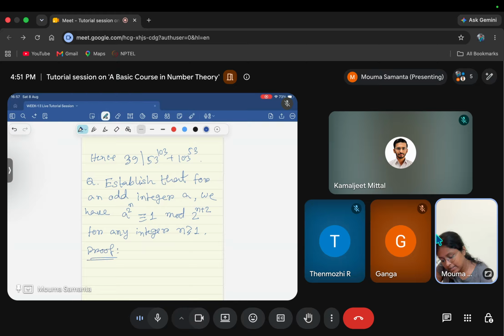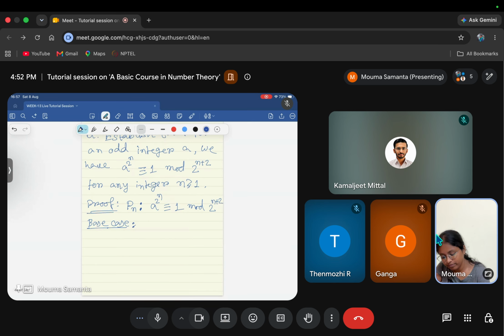So what is the statement here? The statement we denote by Pn. This statement is: a^(2^n) is congruent to 1 mod 2^(n+2). So to prove the base case, what do we have to show? We have to show that Pn is true for n equals 1. Let us check that first.